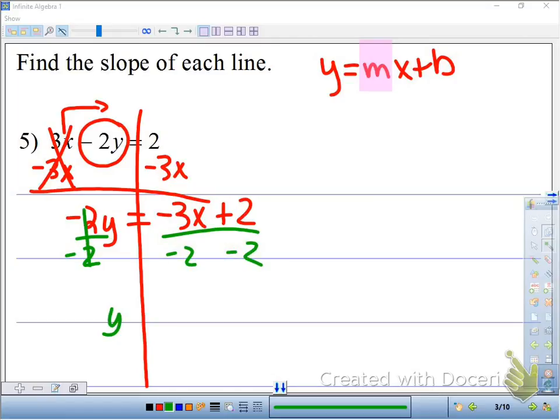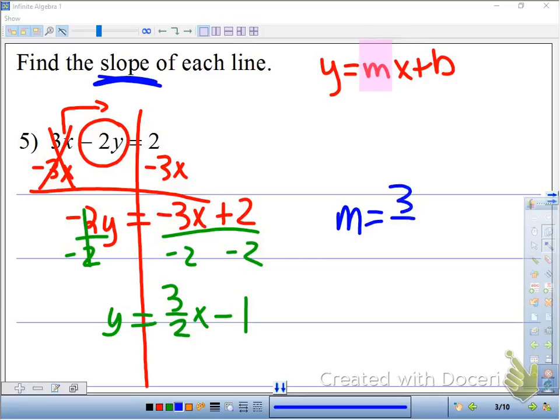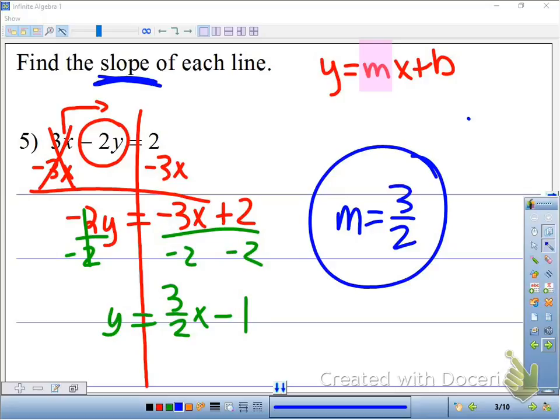And we simplify. Negative divided by negative makes that a positive 3/2 x. And 2 divided by negative 2 is negative 1. Now that is not my answer. That is my slope-intercept form. The instructions say find the slope. So then I need to name what the slope is, which is, in this particular one, 3/2. Okay, so those are 3 different ways to find slope.